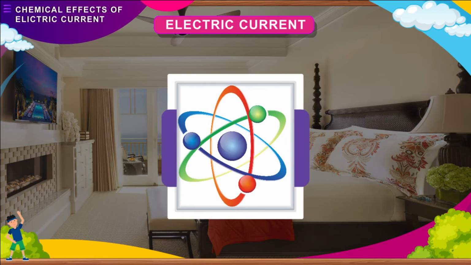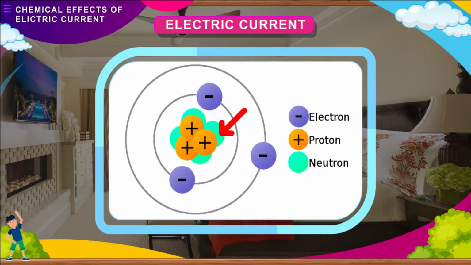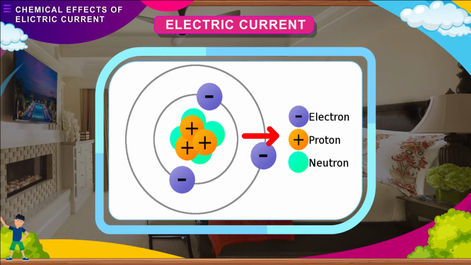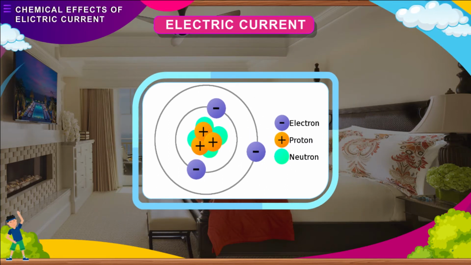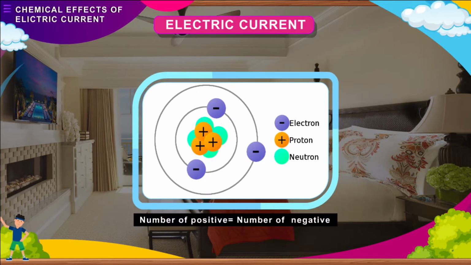Electric current. An atom is electrically neutral and is made up of positively and negatively charged particles. The positively charged particles, called protons, are heavy and remain fixed in their position. The negatively charged particles, called electrons, are lighter and freely move about. The number of positive and negative charged particles in an atom are equal.